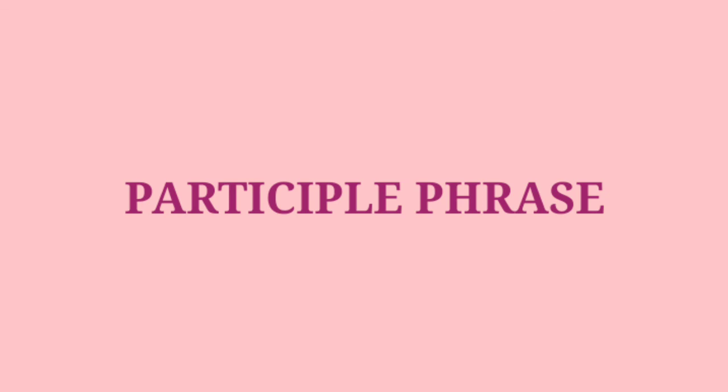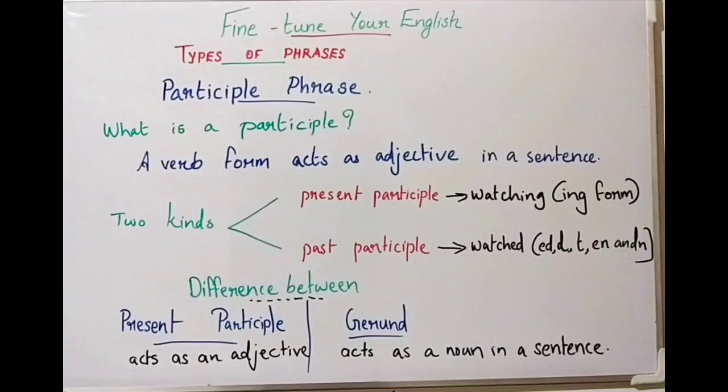Then the participle phrase. What is a participle? A participle is a verb form that acts as an adjective in a sentence. There are two kinds of participles, present participle and past participle. The present participle is the ing form of a verb, and the past participle is the ed form. Usually it ends with ed, sometimes with d, t, en and n. So these are the two kinds of participle forms, present participle and past participle.